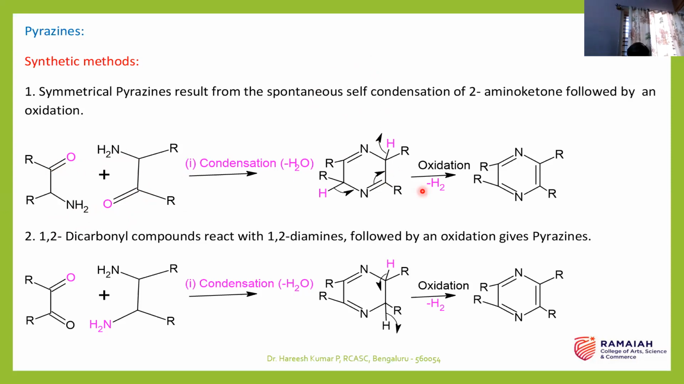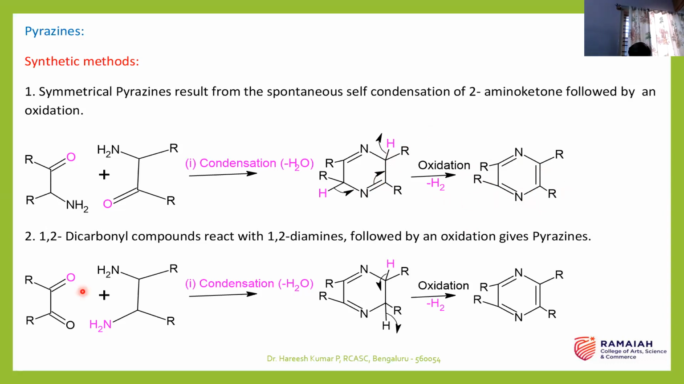So then what you will get? You will get a double bond here, a double bond here. So then what happens? When this is subjected to an oxidizing agent like DDQ, this bond pair comes over here, this bond pair will come over here. H2 will go out, removal of H2, giving rise to pyrazine. Okay, this is one method of preparation of pyrazine.